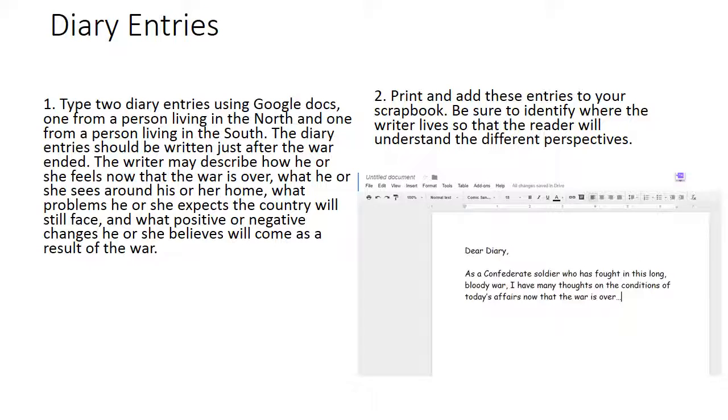The writer may describe how he or she feels now that the war is over, what he or she sees around his or her home, what problems they expect the country will still face, and what positive or negative changes you believe will come as a result of the war. After you're finished, we'll print these and add these entries to your scrapbooks. Be sure to identify where the writer lives so that the reader will understand the different perspectives.